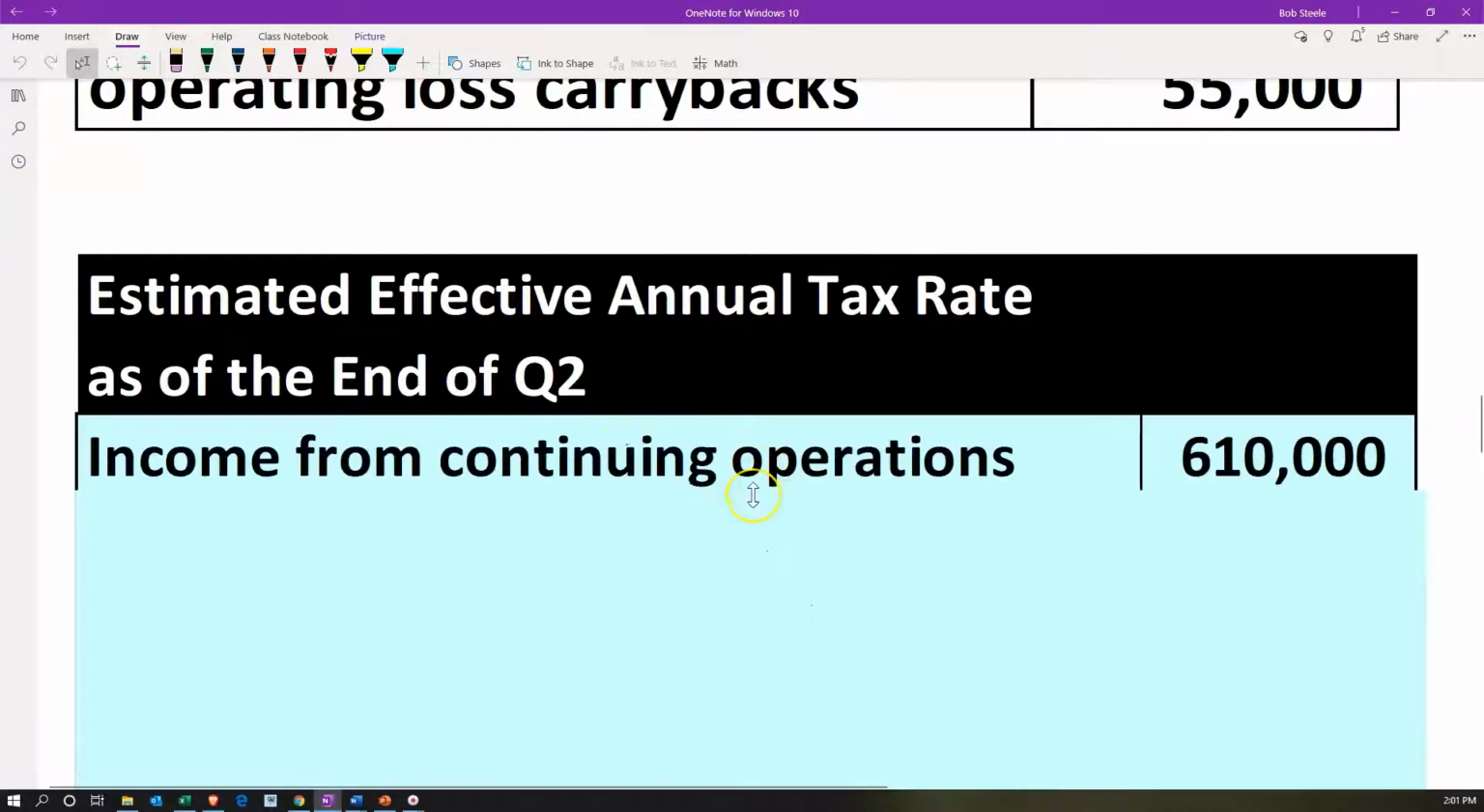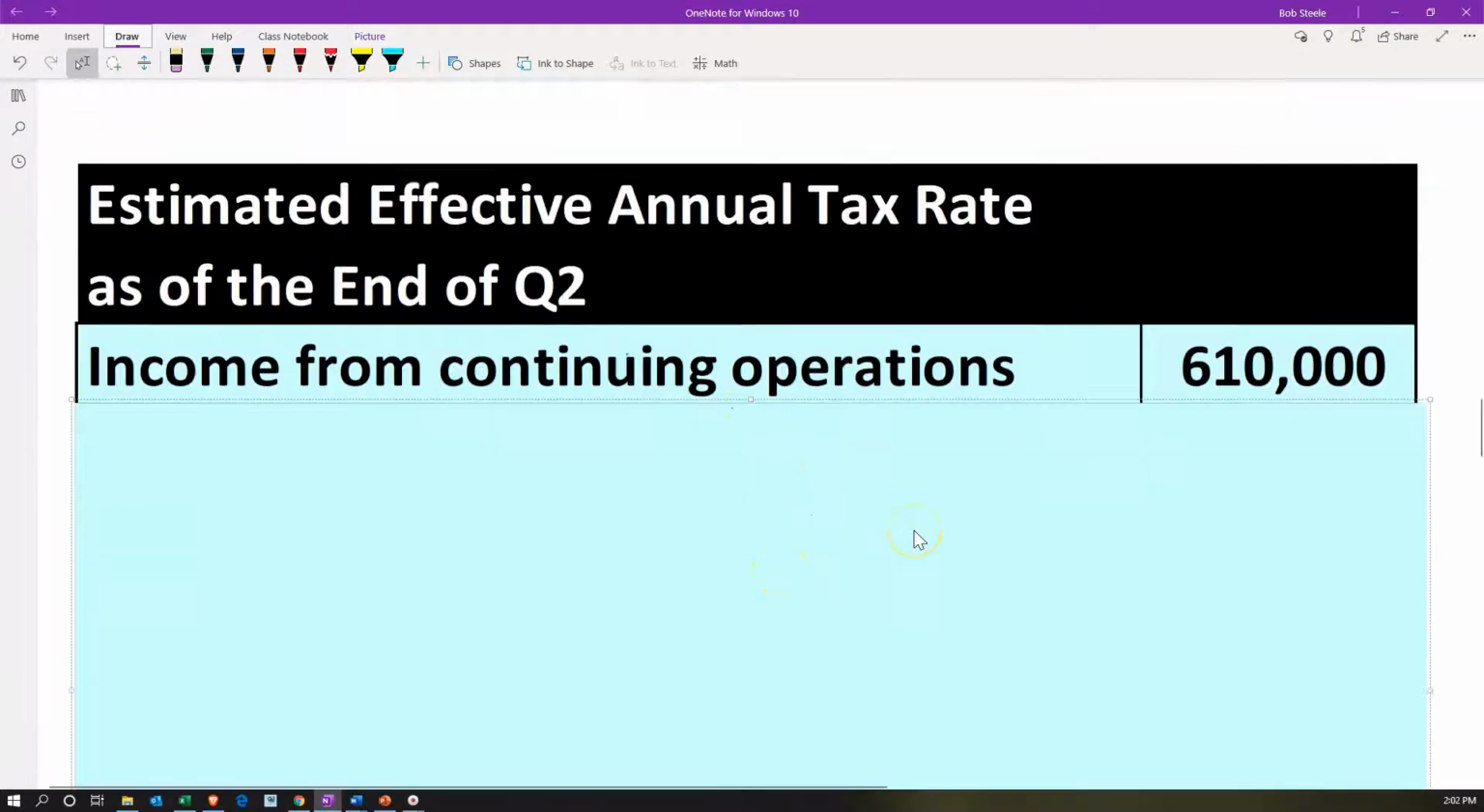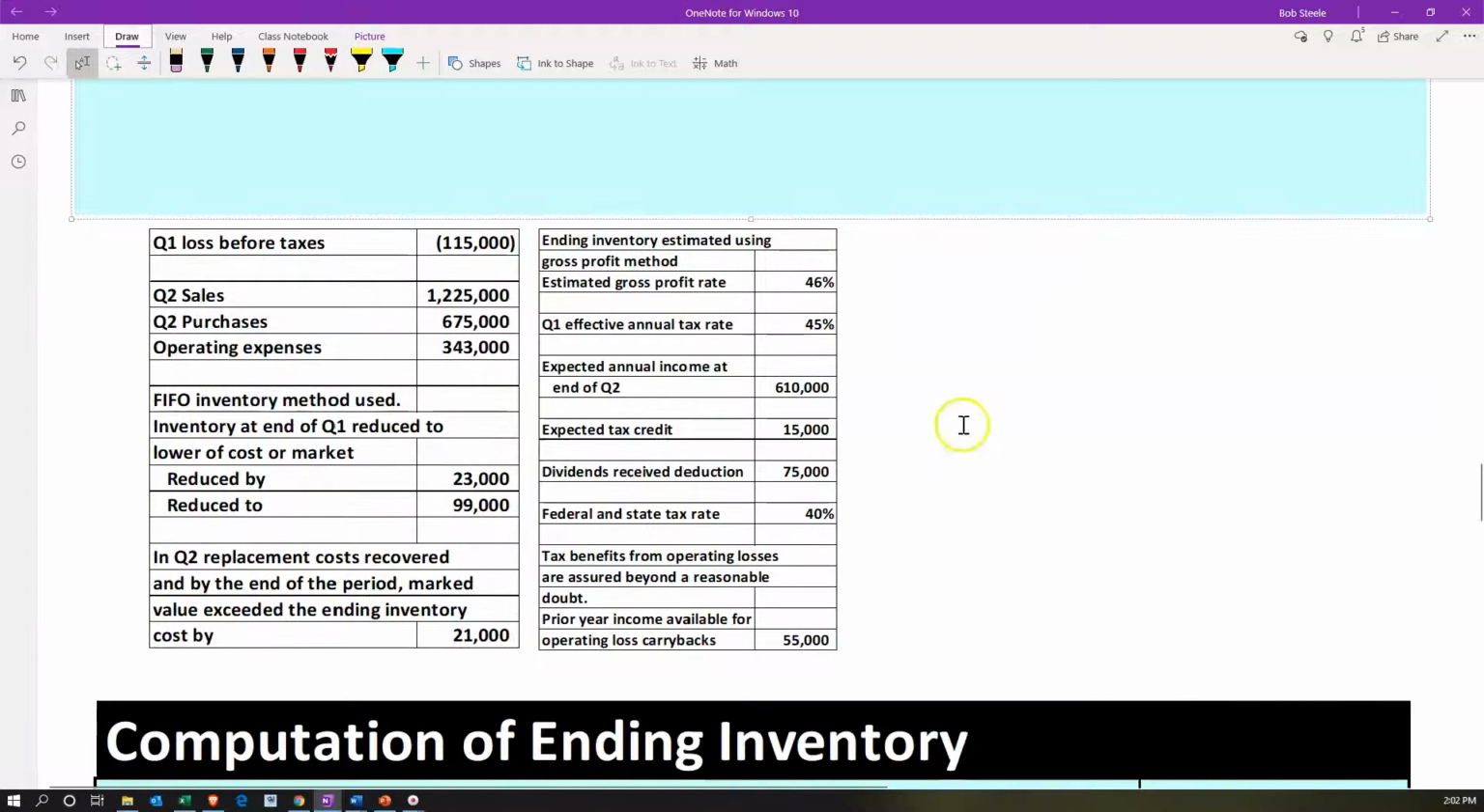We will start off then with income from continuing operations. This was given to us in the practice problem, so I'm going to scroll down to the data that's a little bit smaller down below. So I'm going to keep on going down here to pick up the data from the data set. So we have this expected annual income at the end of Q2.